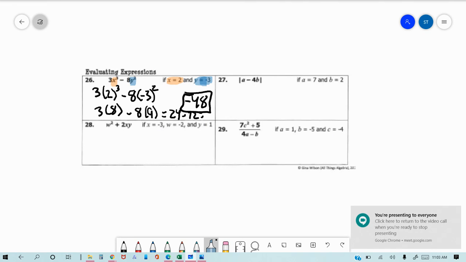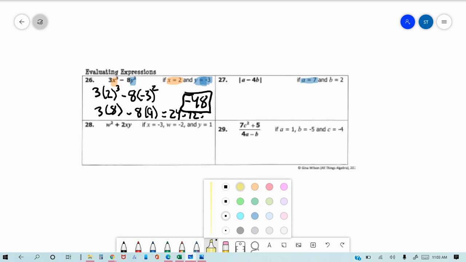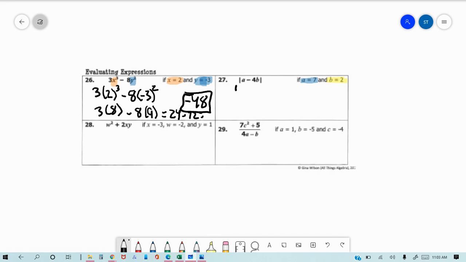Okay. So, again, we're going to — can you still see my screen? Okay, every time we see A, we're going to substitute it for 7. Every time we see B, we're going to substitute it for 2. So, absolute value of 7 minus 4 times 2. Now, we're going to get rid of that parentheses first. So 7 minus 8 is equal to negative 1. Our answer is negative 1.